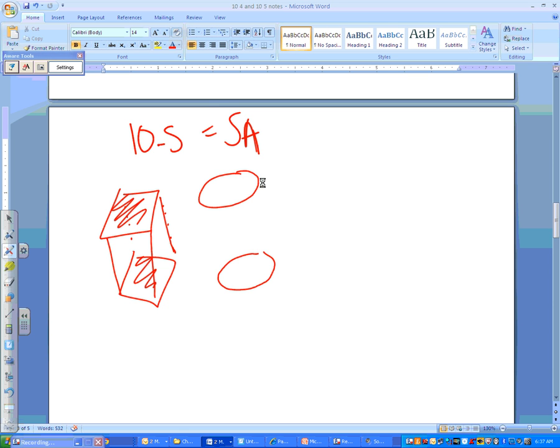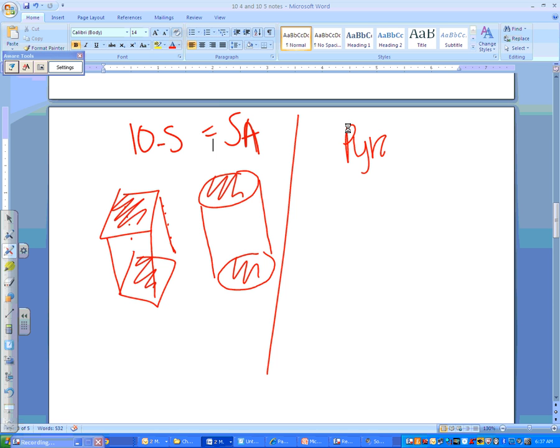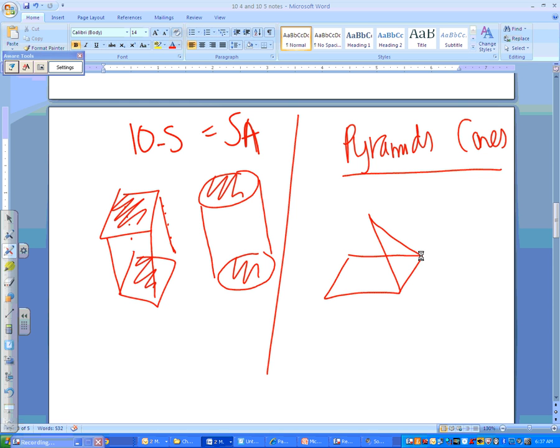And then the last thing we talked about yesterday was cylinders. Cylinders and prisms use the same formula for surface area because they both have two congruent parallel bases. Today, we're not talking about prisms, we're talking about pyramids, and we're talking about cones. The reason is that instead of having two bases, they only have one. So a pyramid has one base, and then they all meet up to a common vertex.